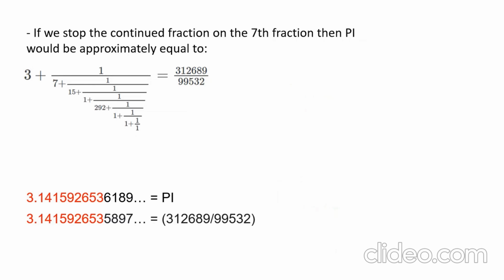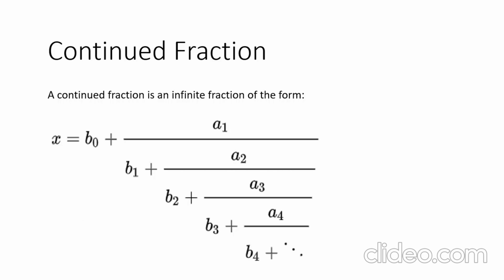on the 7th fraction of pi, pi would approximately be equal to 312,689 divided by 99,532, which is correct to pi to 9 decimal places. So in this way, by writing pi as a continued fraction and cutting it off at any step, you can create an infinite amount of approximations due to the definition of a continued fraction. Because the continued fraction is an infinite fraction, there's an infinite amount of places you can cut it off. So there's my section, and I'll carry over.